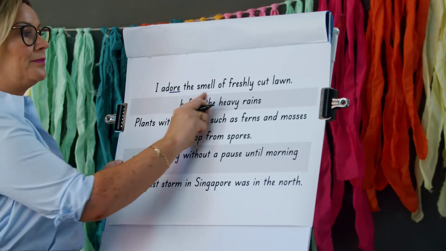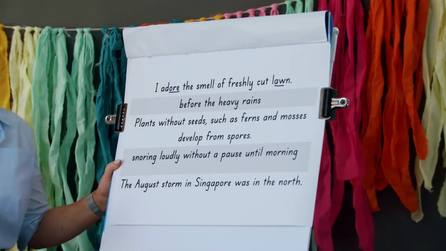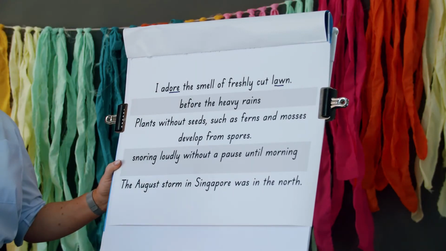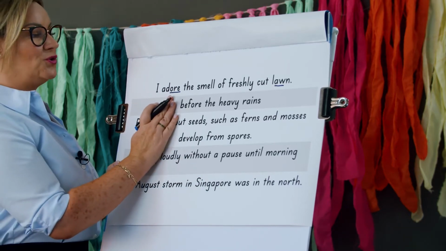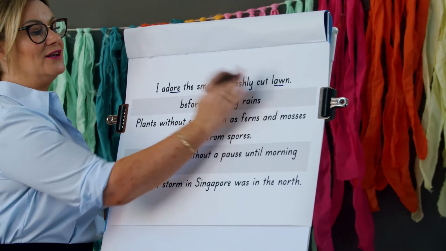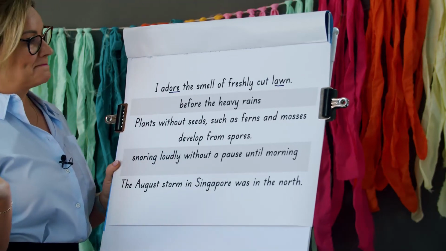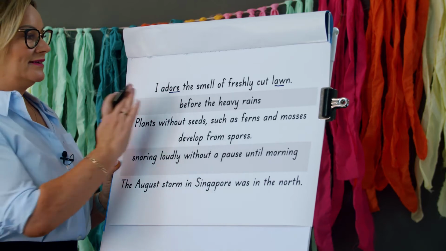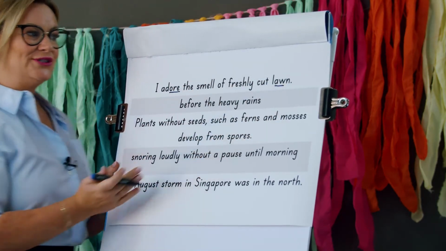O-R-E, or. A-W, or. Let's read it through. Is it a fragment or a sentence? I adore the smell of freshly cut lawn. Fragment, sentence, capital letter, full information, full stop.